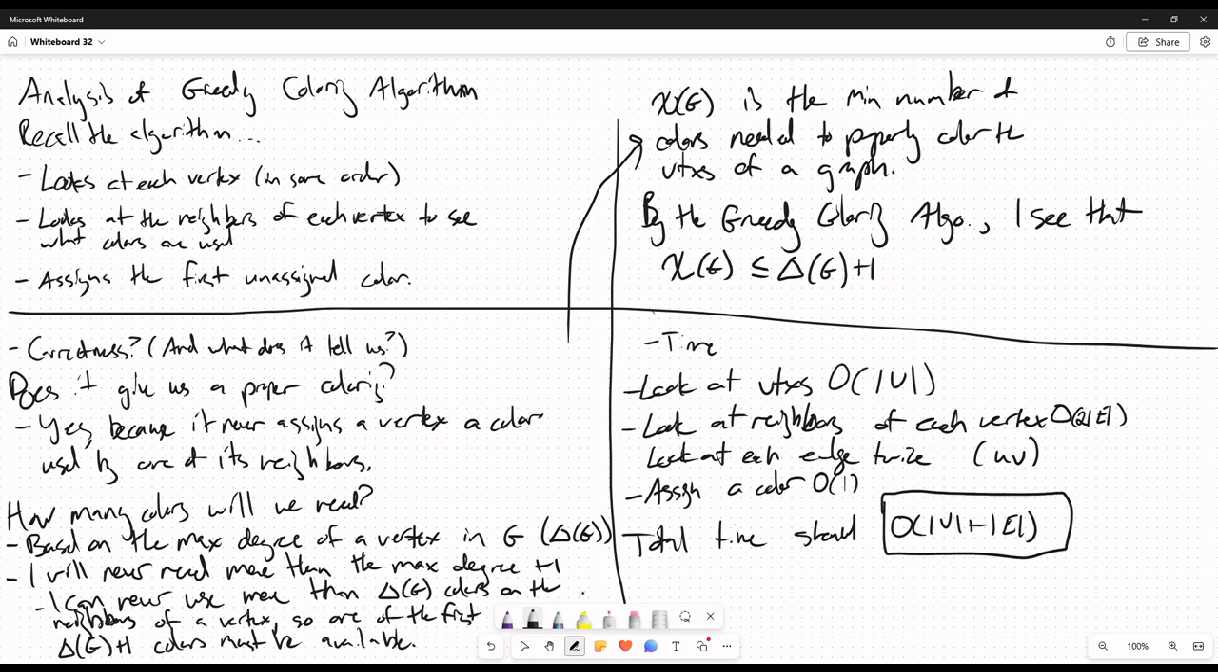So, what did we see in this video? We saw that the greedy coloring algorithm is correct, and moreover, it tells us something about how many colors we might need to color the graph, and it gives us an upper bound for how many colors that might be. And that upper bound is the maximum degree of a vertex plus 1. Also, we saw that the greedy coloring algorithm just takes time linear in the number of vertices and edges. So there you go. There's a little bit more about the greedy coloring algorithm.